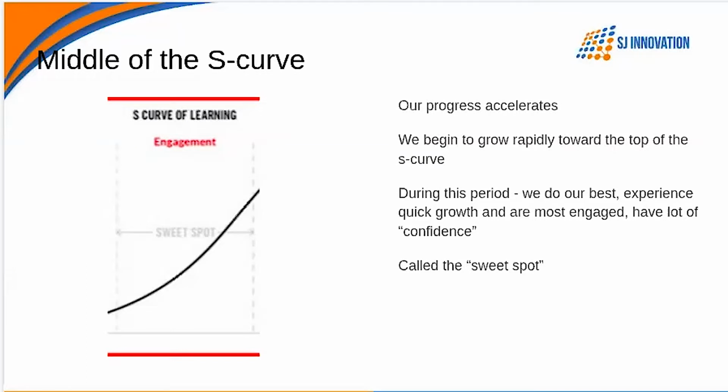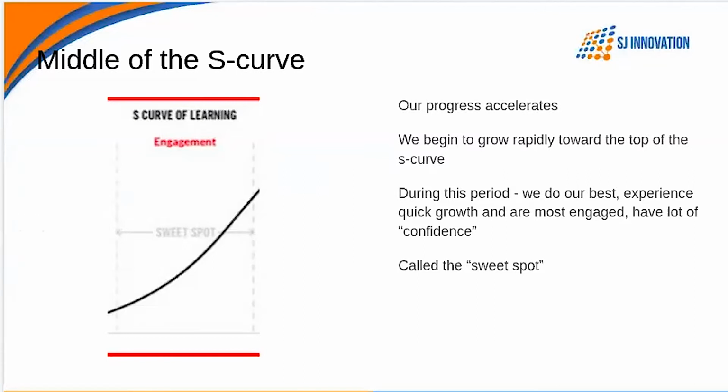And in this period, because we have completed the initial part of learning, and we have started implementing what we have learned, there is a lot of joy within us, there's a lot of confidence within us, and we are passionate about what we are doing, and we are doing our best in this period. So that's why this middle part of the S curve is called a sweet spot. So we are very happy during this period of the middle of the curve.